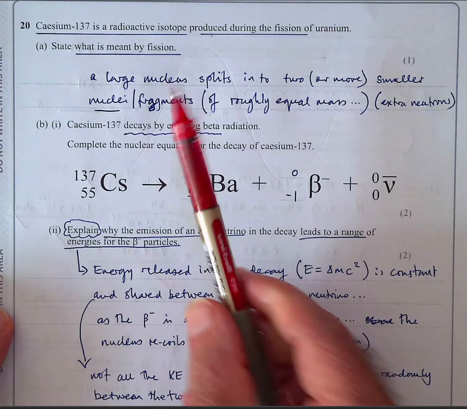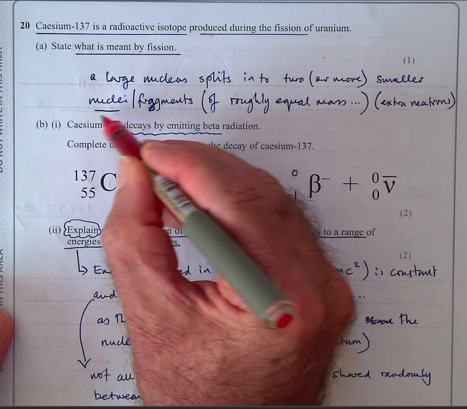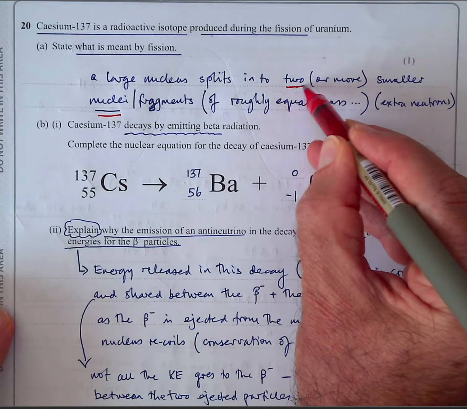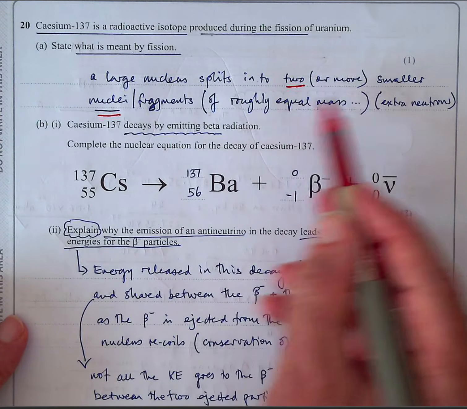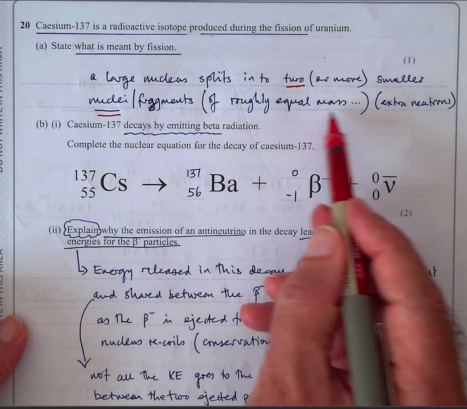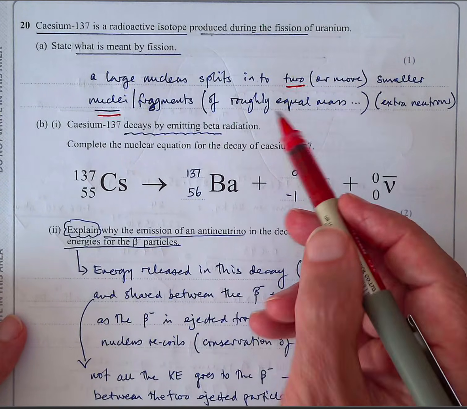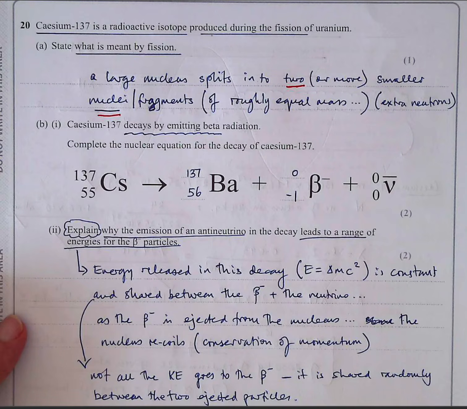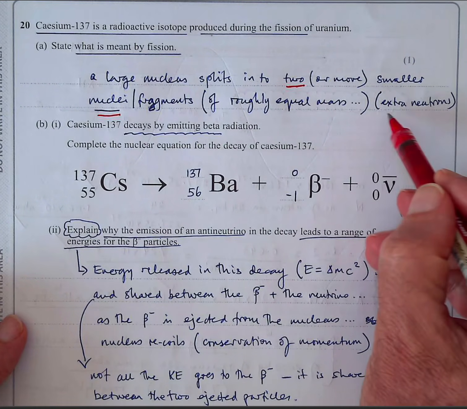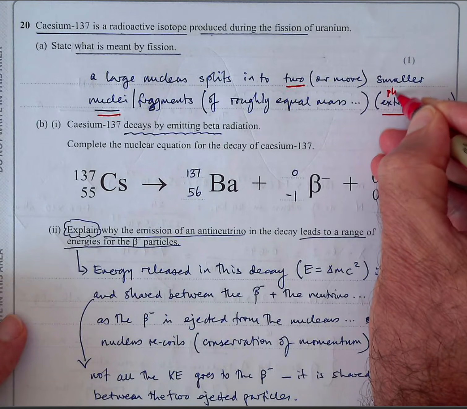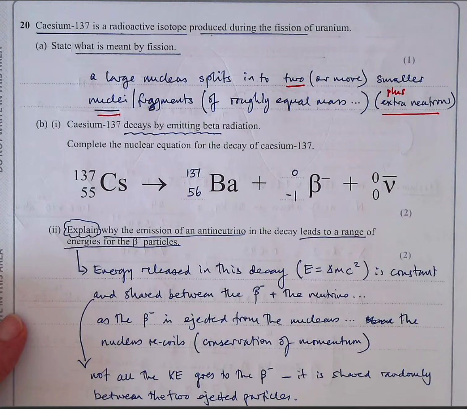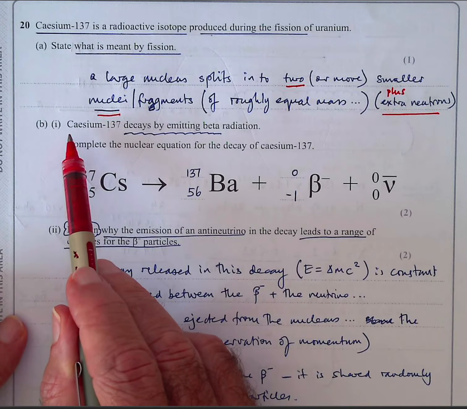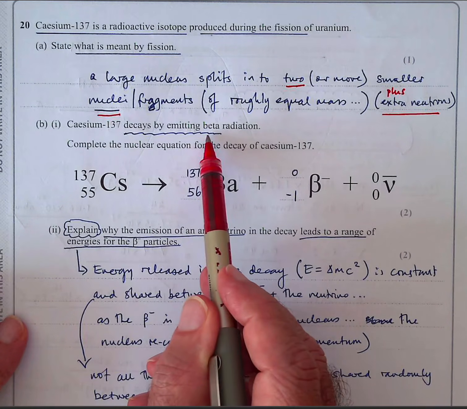They've accepted fragments. I wouldn't accept fragments. I would use the term nuclei. I would put 2. I wouldn't put or more. But this is what the mark scheme allows you to put. Of roughly equal mass, they're saying. It's in brackets, so it means you don't have to say that. And then some extra neutrons, plus extra neutrons. But fission is actually when a large nucleus splits into 2 smaller nuclei and therefore releases energy by making something more energy efficient nuclear-wise.